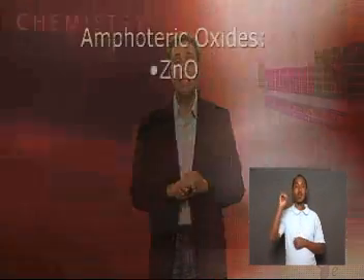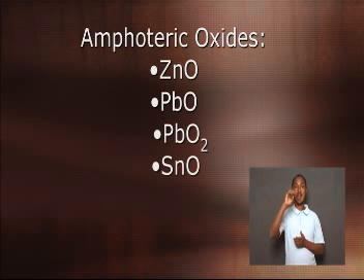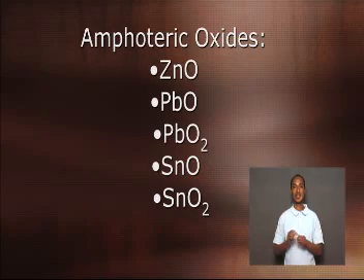Some other examples of amphoteric oxides include zinc oxide, lead-2 oxide, lead-4 oxide, tin-2 oxide, and tin-4 oxide.